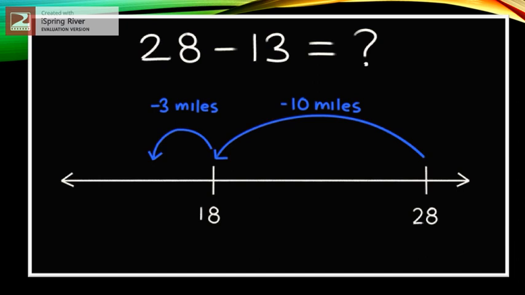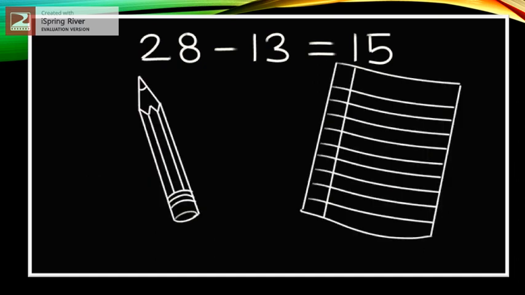18 minus 3 gets me to 15. So, 28 minus 13 equals 15. My friend is 15 miles from his home and his money. So, I solved my problem, but my friend has a ways to go to solve his problem. Must be a great comic book. I used paper and pencil as tools and drew a number line. But I could have used other tools too. Which tool would you use?